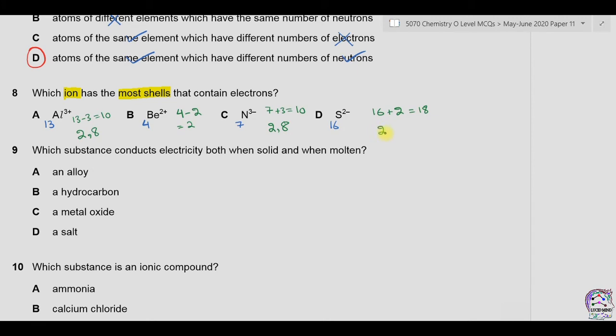And there will be 3 shells. In the first shell we will have 2 electrons, in the second shell we will have 8 electrons, in the third shell we will have 8 electrons. So therefore answer is D.